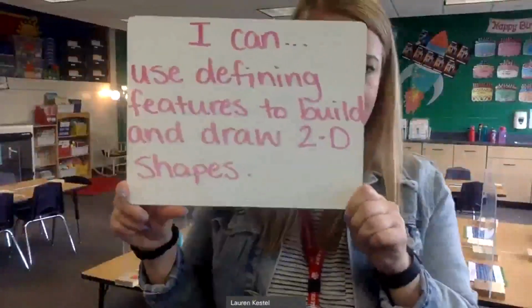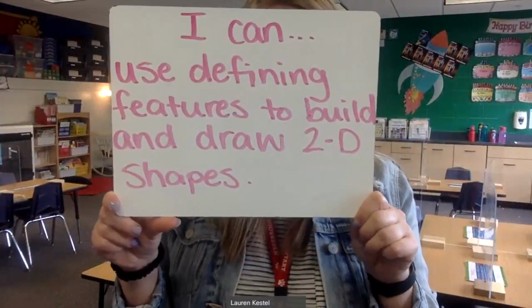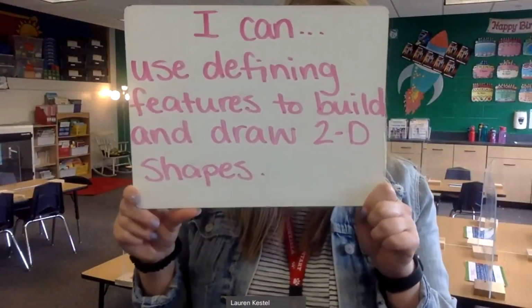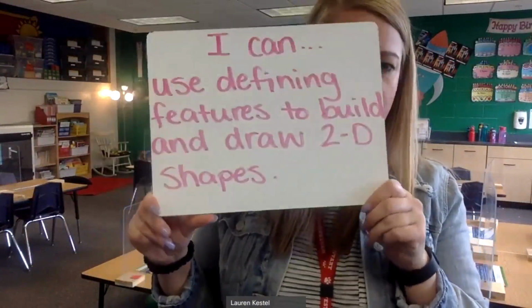All right, let's take a look at our learning goal for today. It says, I can use defining features to build and draw 2D shapes. So we're going to think about what our 2D shapes look like, how many sides and vertices they have, and we're going to use those features to build and draw some 2D shapes. Remember, 2D shapes are flat shapes.